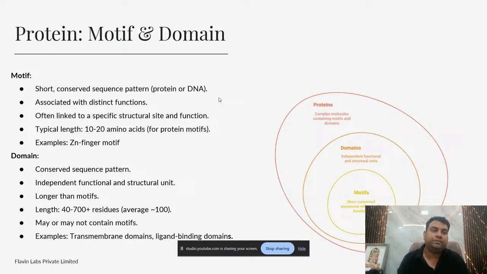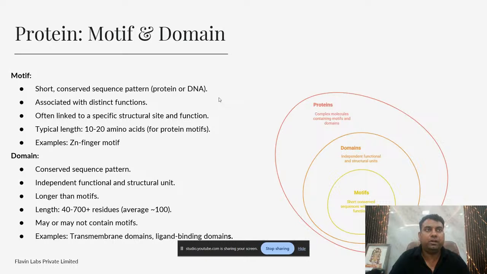Now we are shifting to protein, and in the case of protein, motifs and domains are two important things. Whenever you are analyzing a protein or doing research on a protein, you always look for motifs and domains, because they are conserved sequences, and they are responsible for the function or identification of that protein.